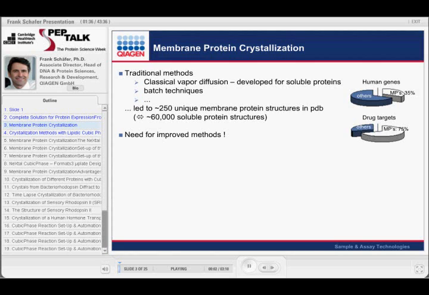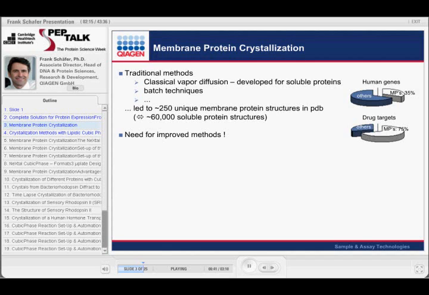So membrane protein crystallization is the topic. I probably don't have to say too much about the importance of membrane proteins. Not only do they make up approximately a third of the human proteome, which already makes clear that these proteins are important, it's also that 70 to 80% of all the drugs are actually working on membrane proteins or interacting with membrane proteins. So this number again says we have to work a little bit more on these proteins.